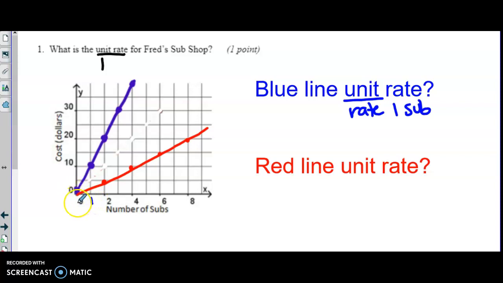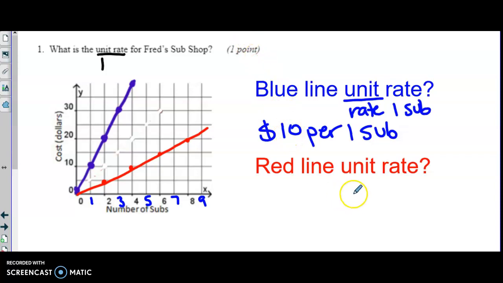So if we look over here, we want to know just how much it is for one. So like our number of subs, we have 0, then 1, then 2, then 3, 4, 5, 6, 7, 8, 9. If we want to know what the price is or the rate for just one sub is, we would find 1 on the X and we would follow it up to the cost. And in this case, the unit rate would be $10 per one sandwich. So the unit rate here is 10. Let's practice that again with the red one.